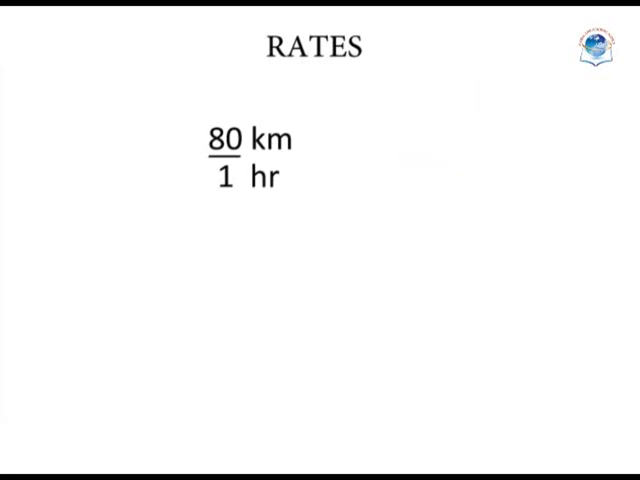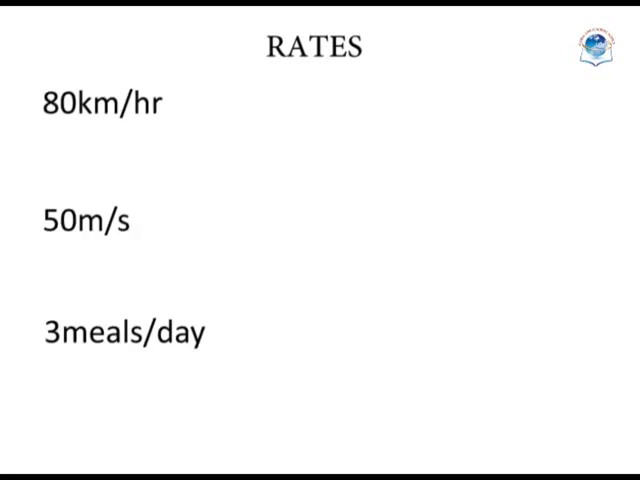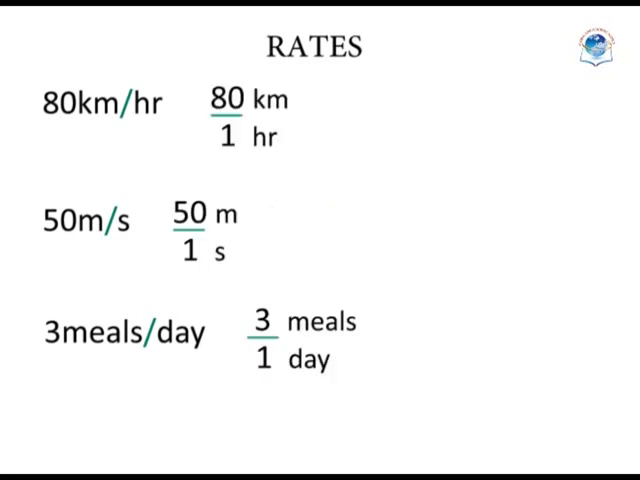Here are other common examples of rates: 50 meters per second and 3 meals per day. When we write rates, the slash sign means per. It has the same meaning as the over sign. Notice that in these ratios that we are now calling rates, the denominator always relates to a period of time, like hours, seconds, months, days, and so on. And that is why we call them rates.